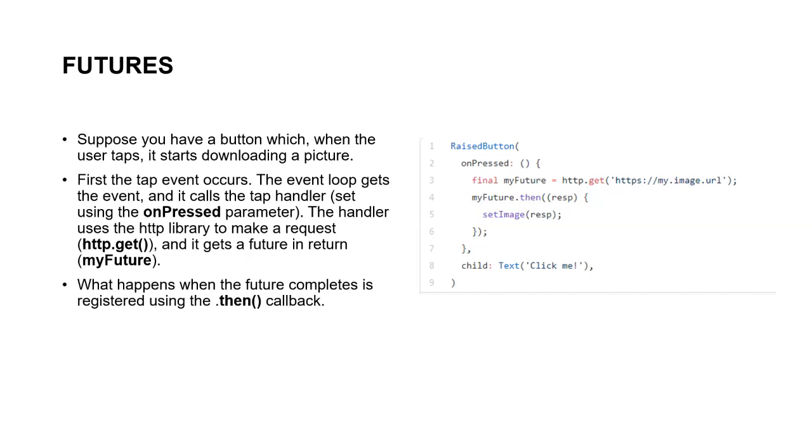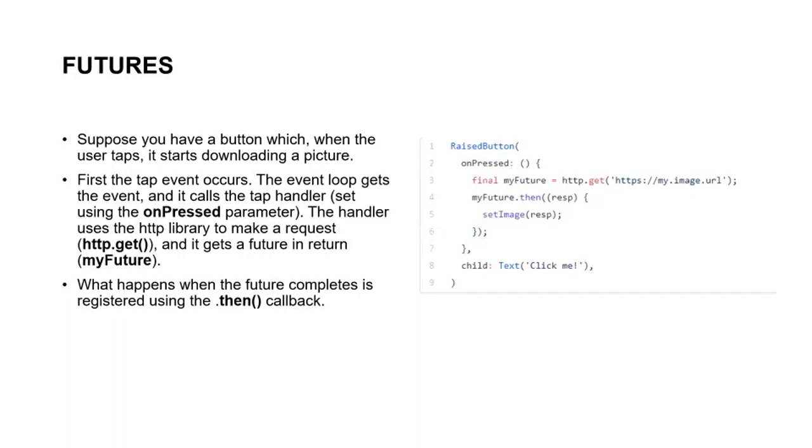So you press the button and you register the future, which makes a network call and returns something in the future. In our case here, it should return an image. And then what happens when the image comes? Remember, the image will be available sometime in the future. Other code is still executed.